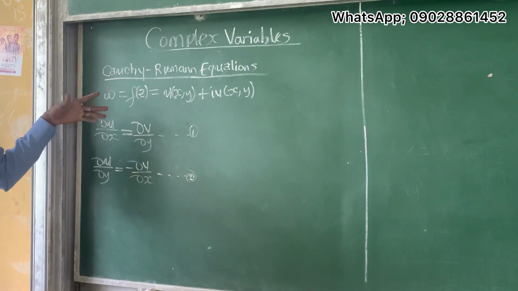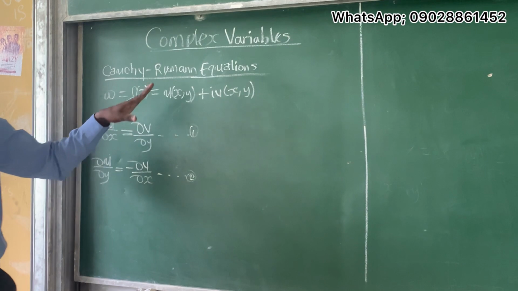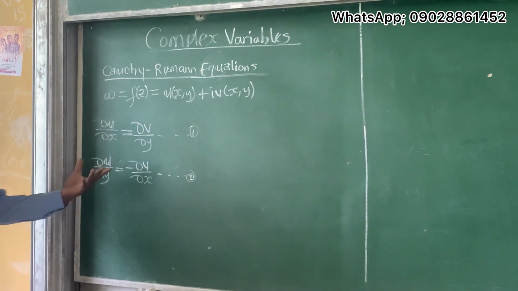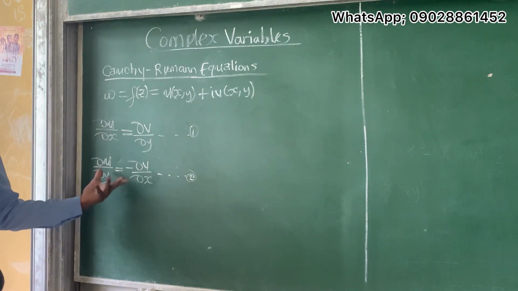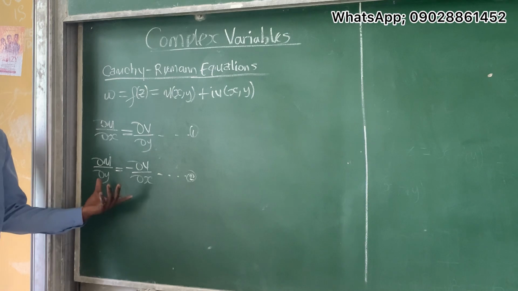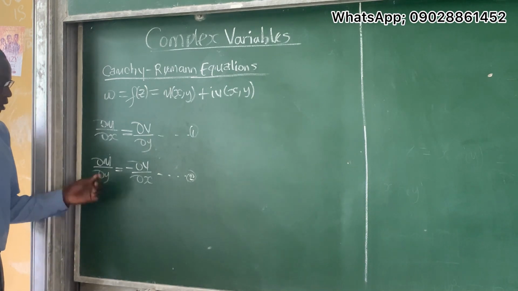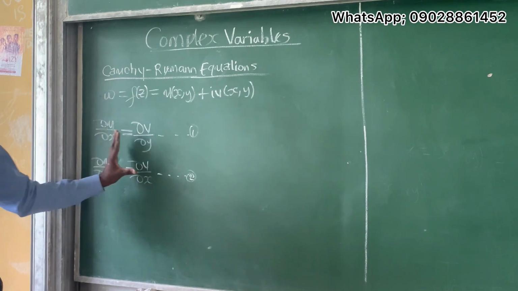So the Cauchy-Riemann equation basically is telling us that if a given function is analytic, then it must obey or satisfy this equation, and this equation is known as the Cauchy-Riemann equation. So we are going to take the first problem under the Cauchy-Riemann equation to illustrate this condition.